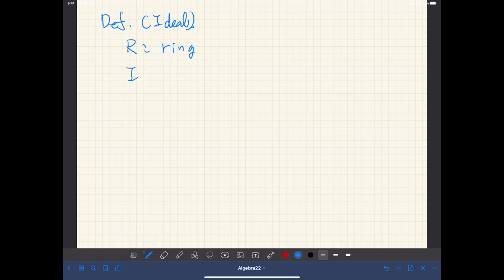and I be an additive subgroup of R. Remember, a ring has two operations, addition and multiplication, and if we consider only the addition part, then the ring can be considered as an additive group. Therefore, we may define an additive subgroup of R in this way. So let I be such a subgroup.